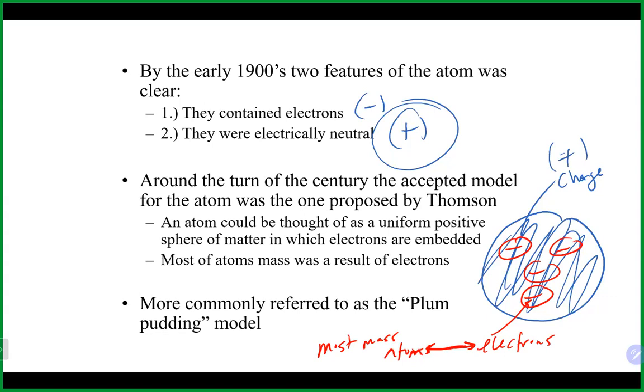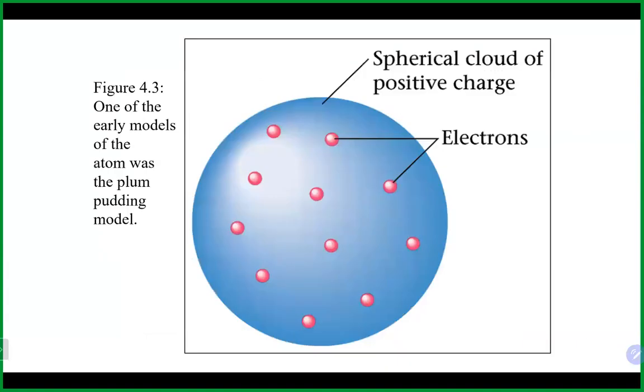This is what is referred to as the plum pudding model, and that's a dessert like pudding and raisins. He thought the pudding was like the positive charge smeared out, and the raisins were like the electrons dropped into the atom. This was the accepted model of the atom. Here's a much prettier picture of that: positive charge spread out all over, electrons embedded inside, with them being most of the mass of the atom. This was the accepted model until further experiments were performed.